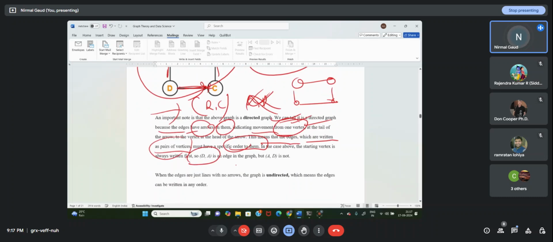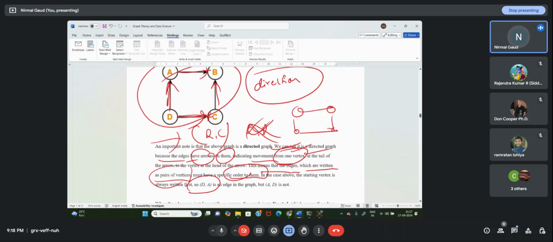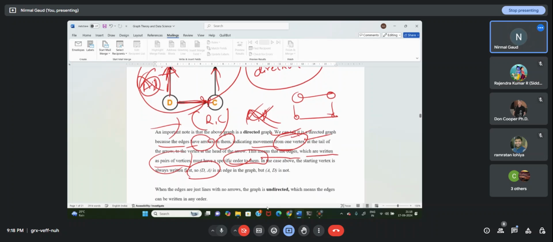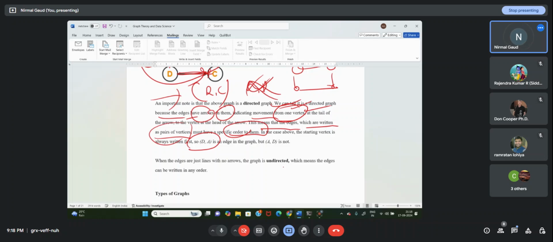Okay, writing D to A. Let's check. Yeah, you can go from D to A, but you can't write A to D. This is not possible. There is no edge between A and D. So that's what you have to write. Okay, understood. Fine. So this is a directed graph. In an undirected graph, there is no issue. There are no arrows, so you can connect anything and you can write any order. Order is not at all an issue there.